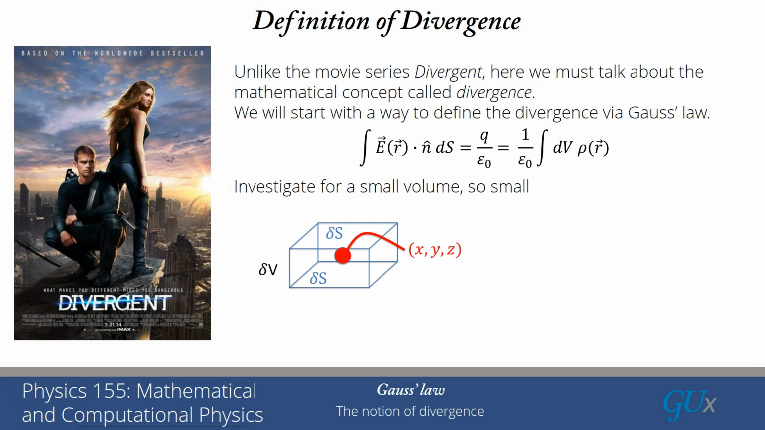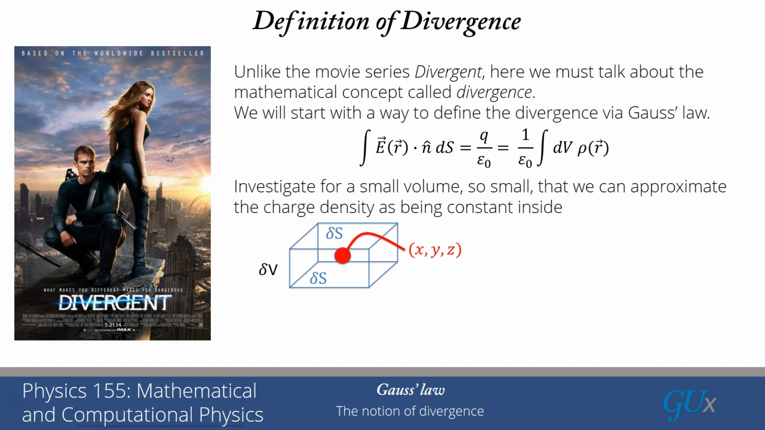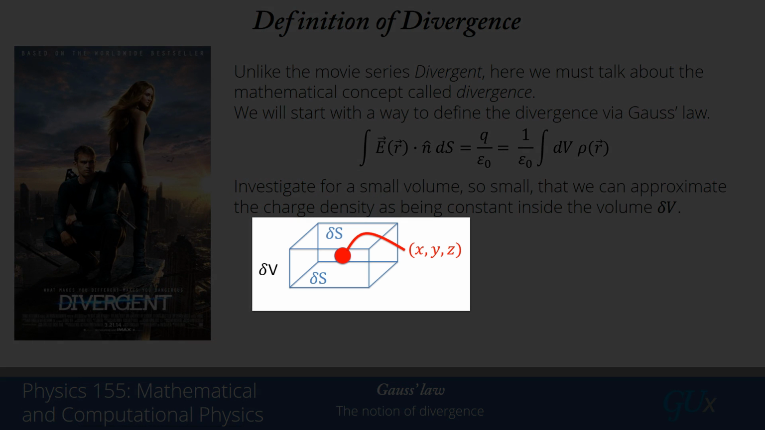Now the way to get the concept of divergence, we have to look at a very small volume and just apply Gauss's law inside that small volume. But the key is the volume is going to be so small that we can approximate the charge density as being a constant inside the volume. So here I've drawn a rectangular volume. It's got some total volume that we're going to call delta V. It's got some surface, and there's 6 different pieces to the surface. I've labeled 2 of them with a delta S. And sitting in the center of that rectangular parallelepiped is the point XYZ. And that is where we're going to be evaluating the charge density.